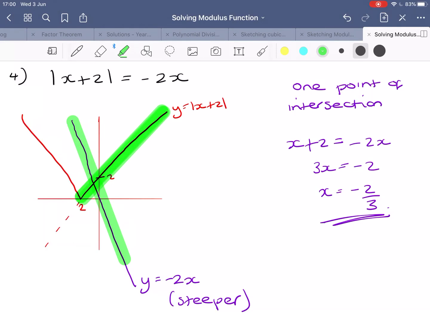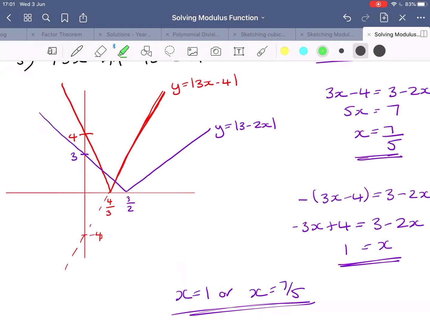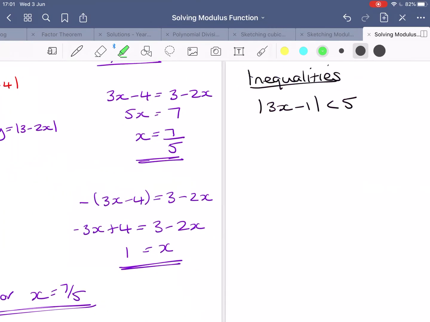Okay, and when we've got the two modulus signs, you quickly realise that if you do the positive equals the positive and then the positive equals the negative, it doesn't really matter which way around you do it, you get the same answer. But I always think it's nice to think about it. So you've got the positive version and the negative, and you've got the negative version and the negative, okay? So you should have got x equals 1 or x equals 7/5.